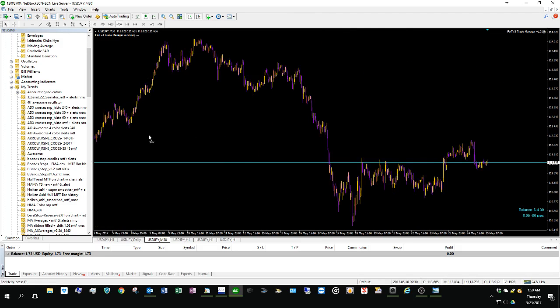Now all of these indicators, I can actually send them to you. They're free indicators. Ones I've found on different websites. At the end, I'll actually show you some links to some websites where you can find some additional indicators.